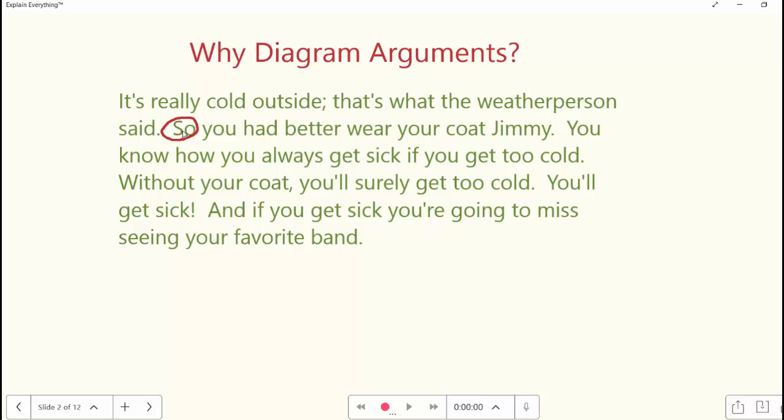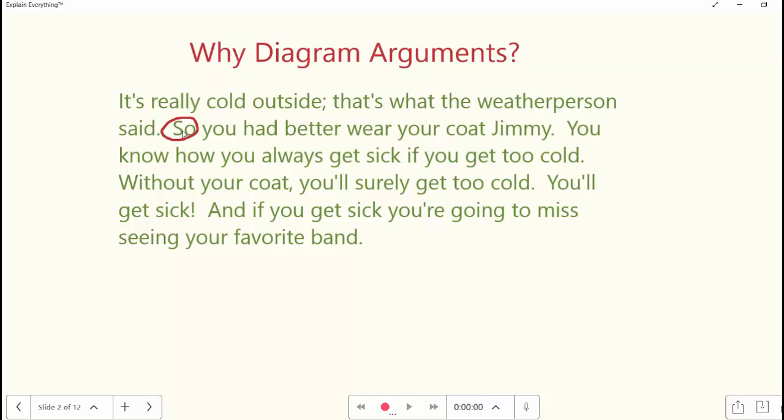The word "so" here is a conclusion indicator, or we can also think about it as an inference indicator. It does tell us that this sentence is supposed to follow from some other premise or statement. Consider the rest of the argument that follows: it's really cold outside, that's what the weather person said, so you'd better wear your coat, Jimmy.